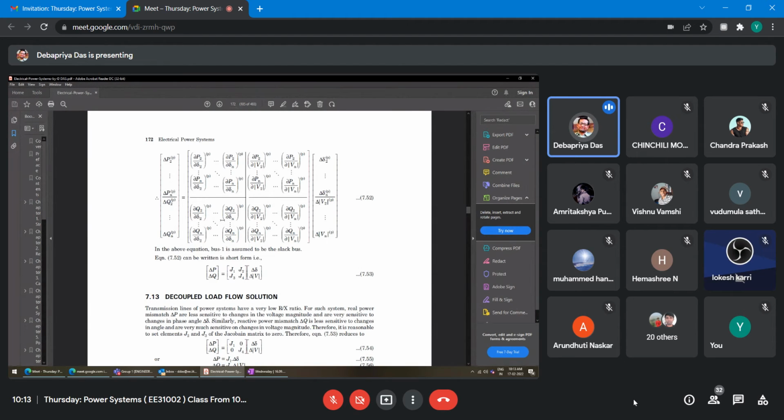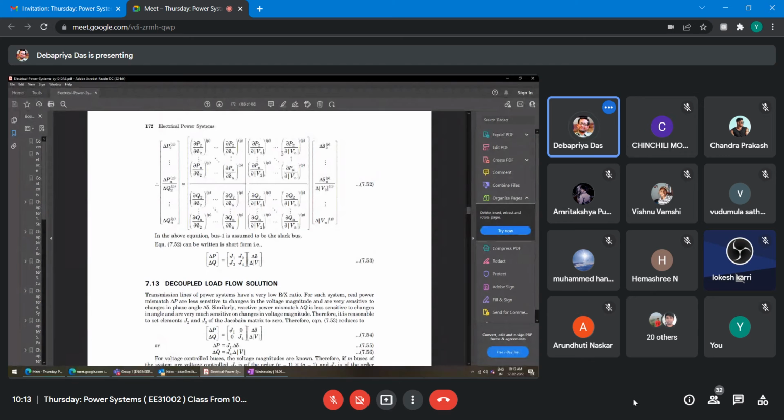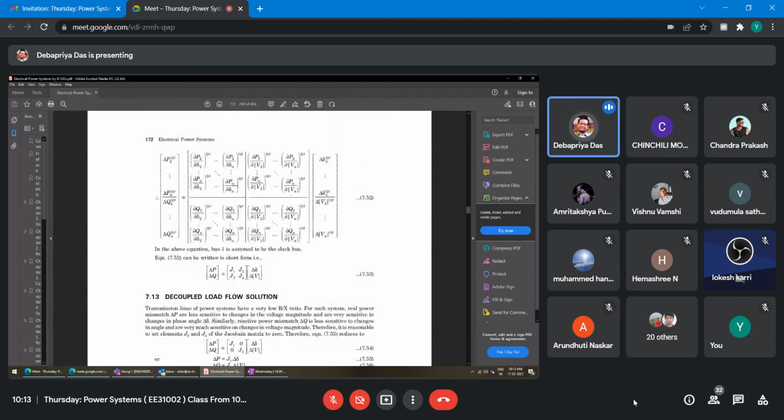These things I'll teach you a little bit later when I teach a little bit of control systems. At that time I'll tell you why these things happen, right? That means from this matrix, with J1, J2, J3, J4, J2 and J3 we can drop, because the change in these will be very small, right? Therefore this is actually called the coupled Newton-Raphson method, when P is related to both delta and V, and Q is also related to delta and V, right? This is called the coupled Newton-Raphson method.